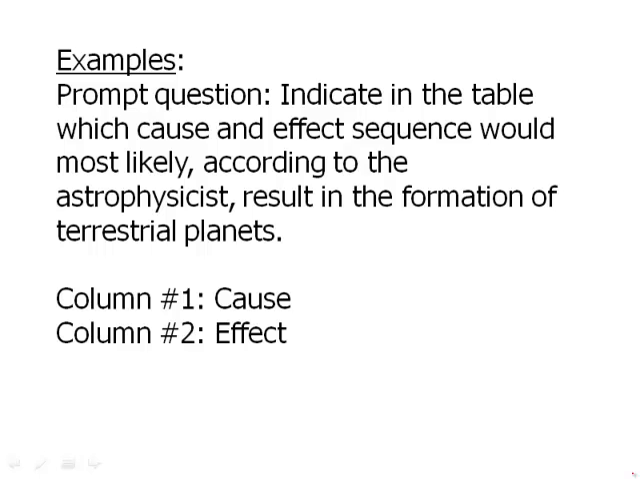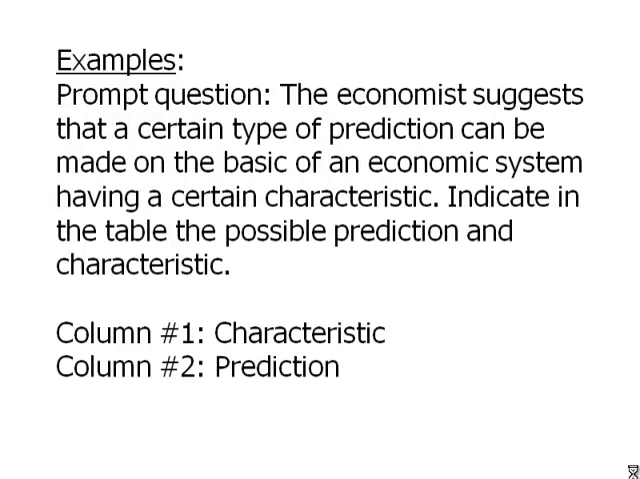So keep in mind, sometimes the columns will be interrelated, sometimes they won't be. And that's something very important to figure out. Another example. The economist suggests that a certain type of prediction can be made on the basis of an economic system having a certain characteristic. Indicate in the table the possible prediction and the characteristic.